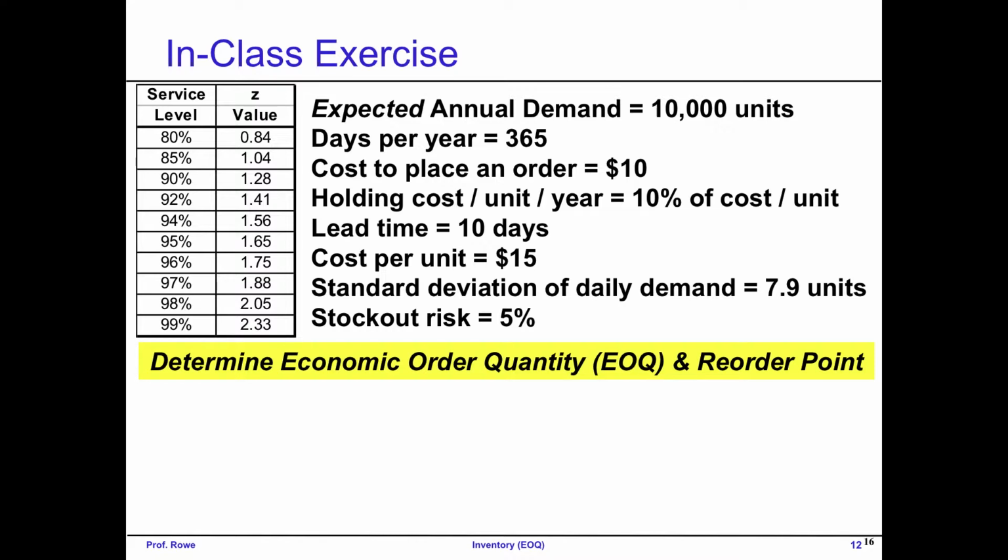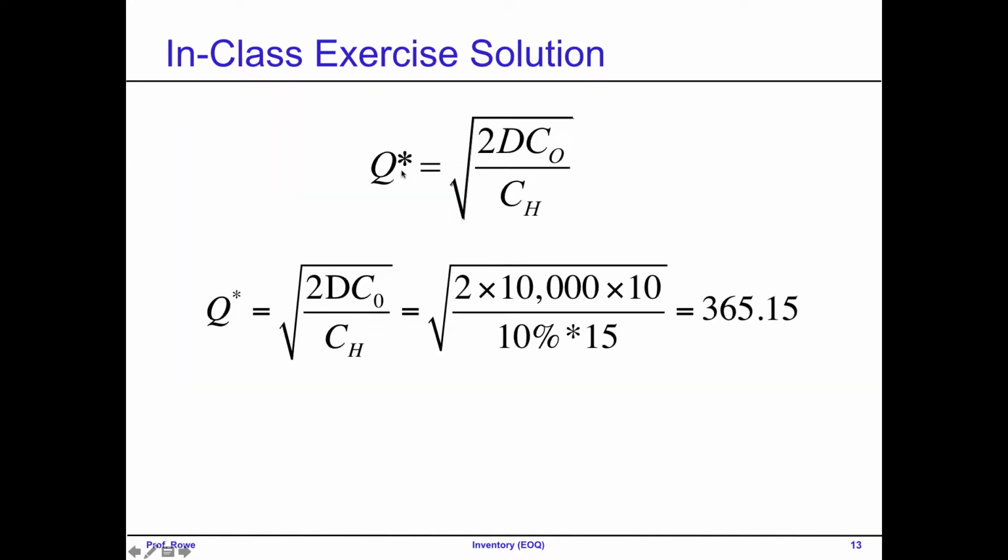Once you've done that, go ahead and restart the video and we will work through it together. Okay, great. So hopefully you've had a chance to calculate that. The EOQ is the same as it was before: the square root of 2 times the annual demand times the cost of ordering divided by the cost of holding. That formula has not changed because we're just putting in the expected demand instead of the known and constant demand. So we put that in and we find that Q star, or EOQ, is equal to 365.15.